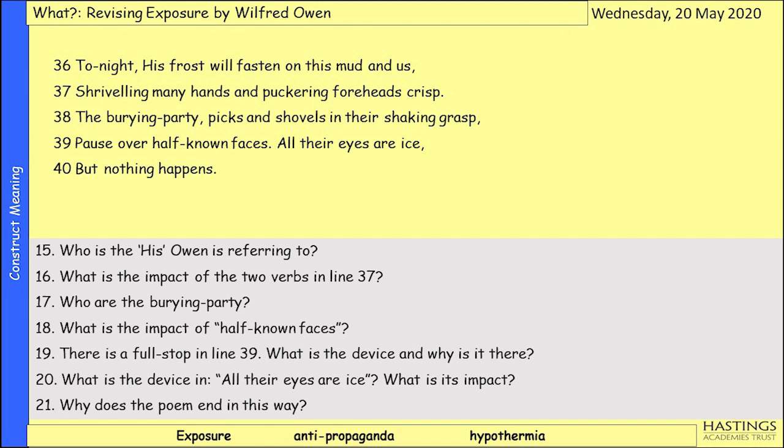Number 17. The sad fact is the burying party are fellow soldiers, so they are helping to bury their comrades. Number 18. Half-known faces could refer to the fact that many soldiers didn't allow themselves to create true bonds with each other because many of their comrades died and it was simply too painful. Also, half-known could refer to the soldiers becoming disfigured and unrecognizable in their death.